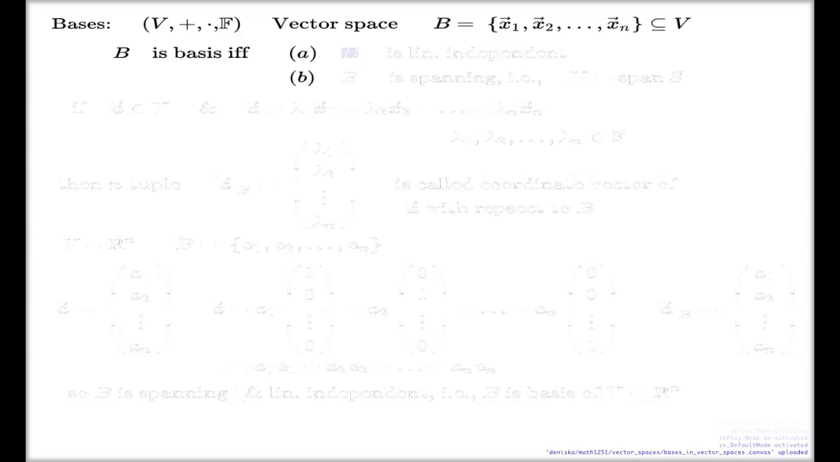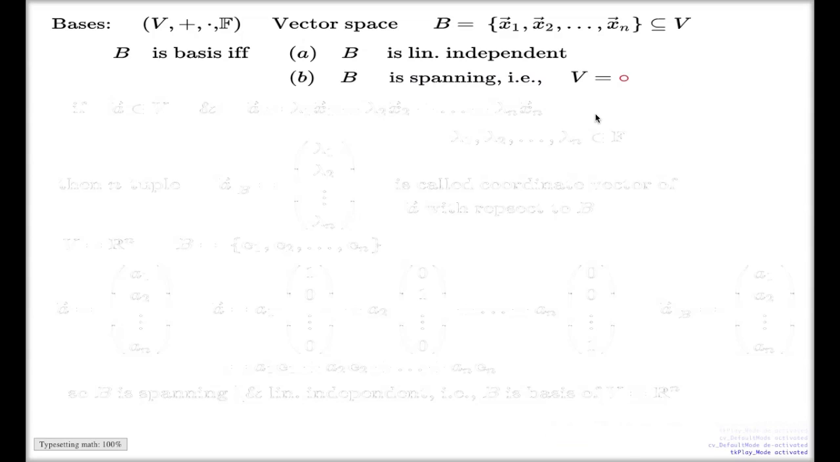A says that B should be linearly independent. It's one requirement. And the second requirement says that the B must be the spanning set. That is, my V coincides with the span of S. Yeah, that's one definition.